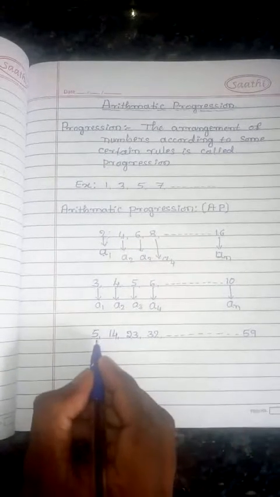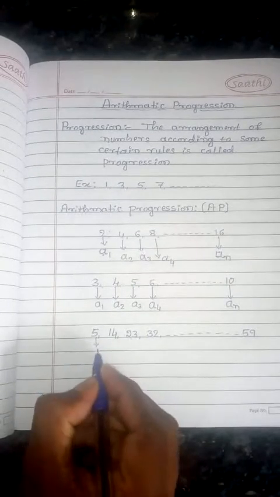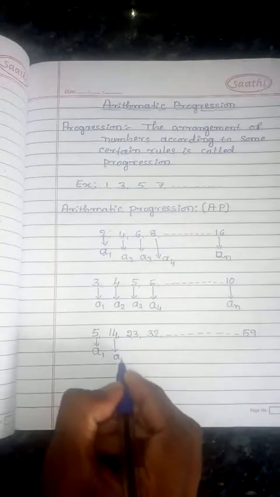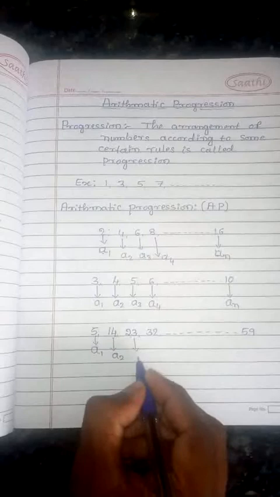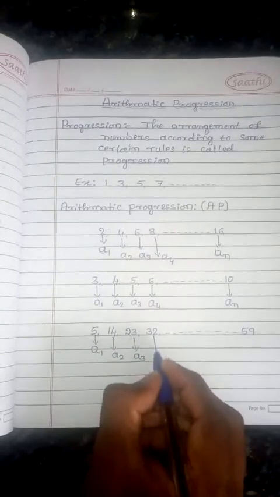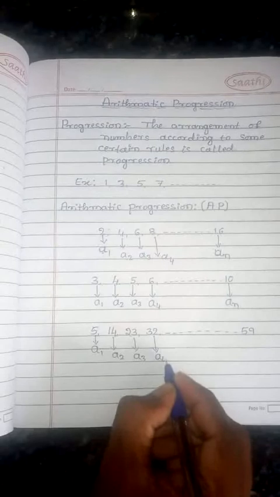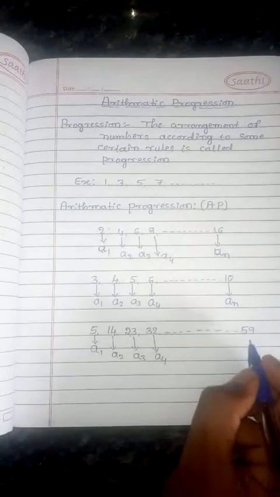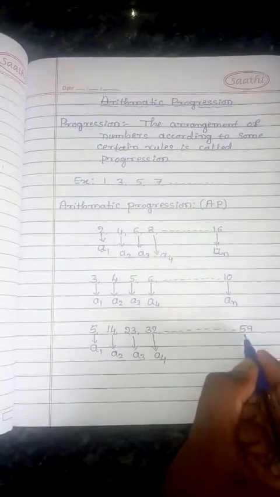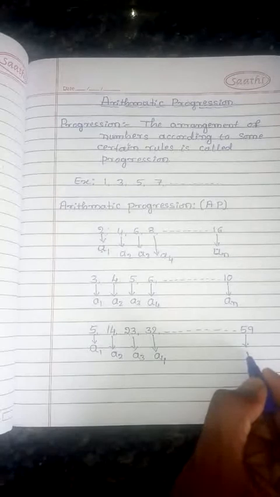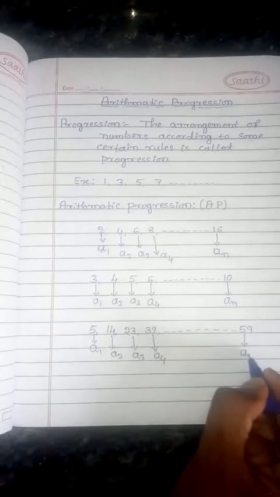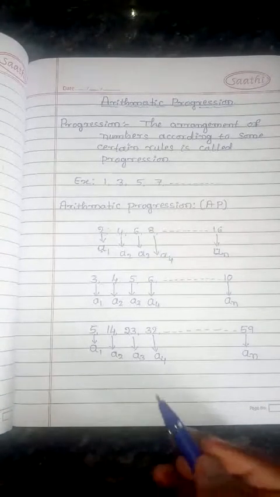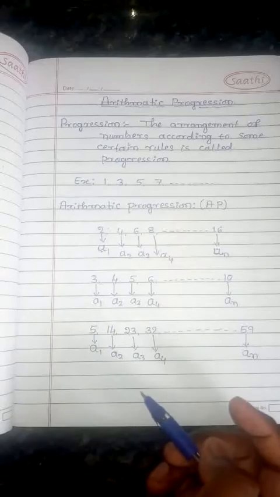Now here we denote 5 by A1, 14 by A2, 23 by A3, and 32 by A4, because it is the fourth term of the arithmetic progression. Then 59 is the last term, therefore it is denoted by AN. Now we know how to denote the terms of an arithmetic progression.